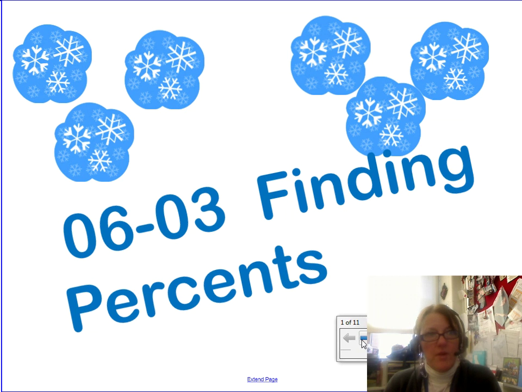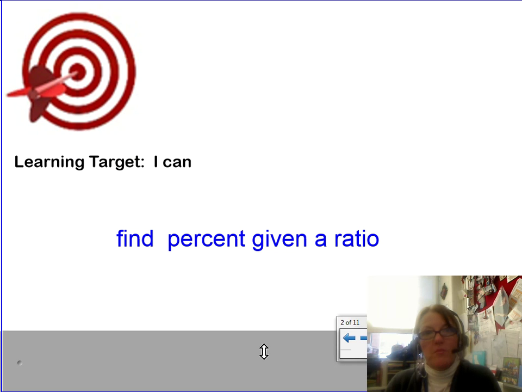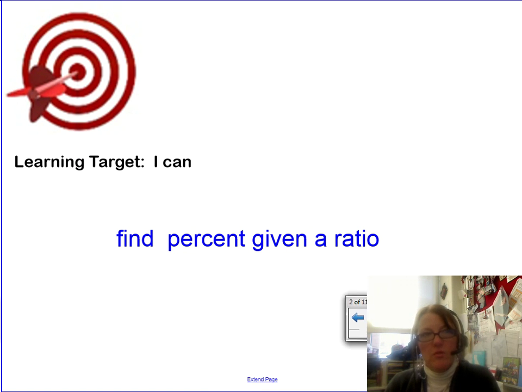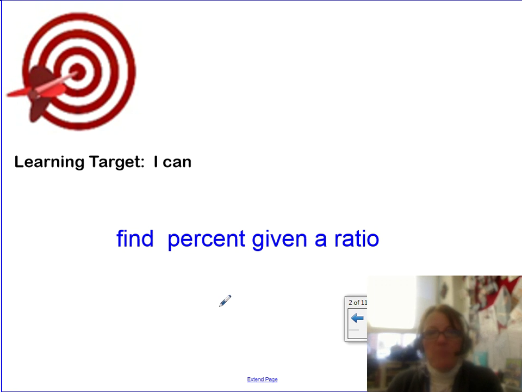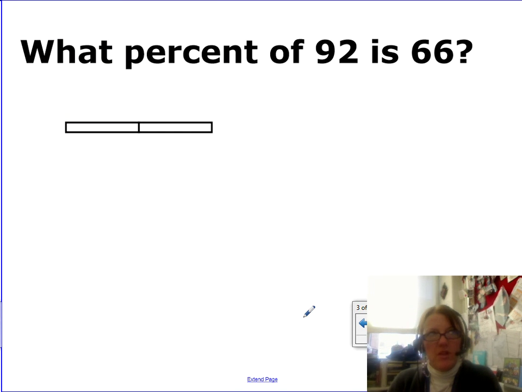All right, so here we go. The learning target for today is going to be really, really hard. You're going to find percents. You're usually going to be given some kind of ratio, two numbers, because remember, a ratio is a comparison of two numbers. We usually write it as a fraction. From there, you're going to turn it into a percent. But I need you to think about it. I'm going to make you do a little more work today than maybe you're used to. Not just crank it out, but think about it, okay?